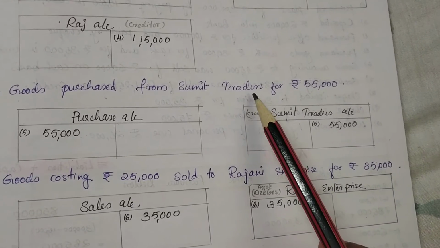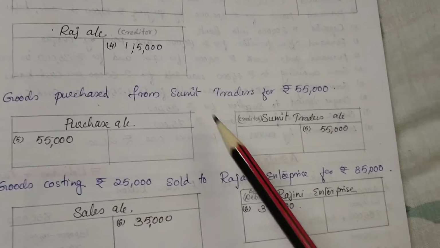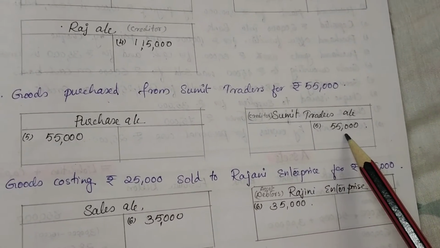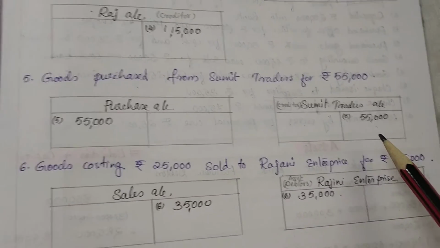Then again we didn't pay cash, right? So just goods purchased from Sumit. So Sumit, again, is a creditor to the company. We are crediting 55,000 because it is increasing.